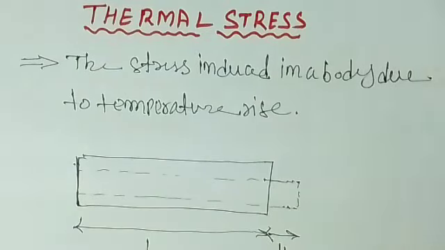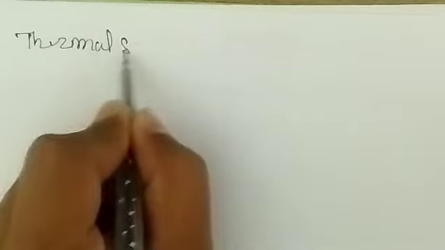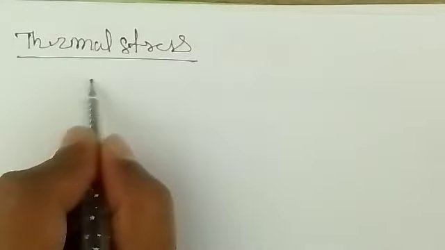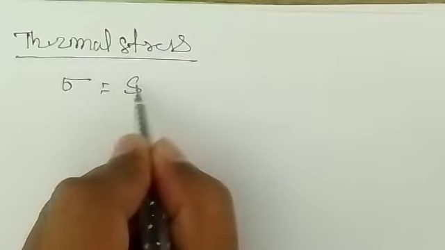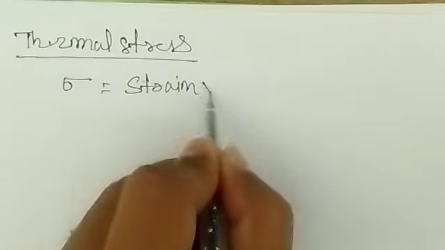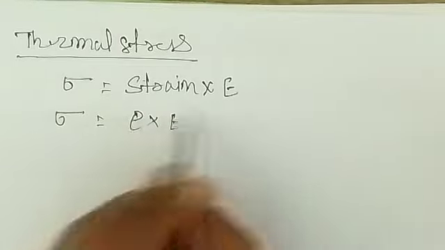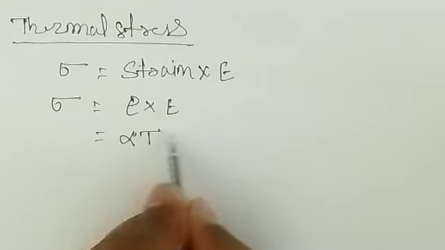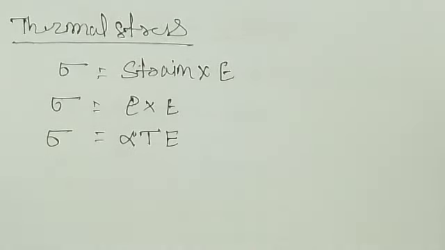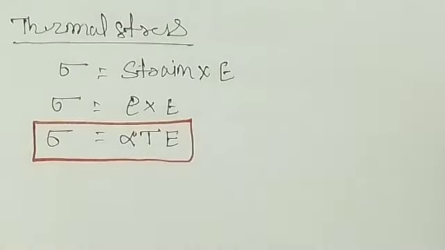Now for the thermal stress. Stress is nothing but strain into Young's modulus, from Hooke's law. So thermal stress, sigma, is equal to thermal strain into Young's modulus, that is sigma is equal to epsilon into E. And strain is nothing but alpha T, and Young's modulus is E. So the thermal stress in a bar element or in a rod is nothing but alpha T E. So extension is what?